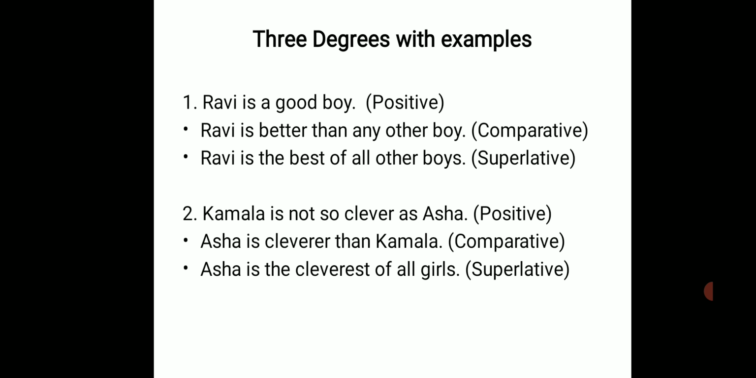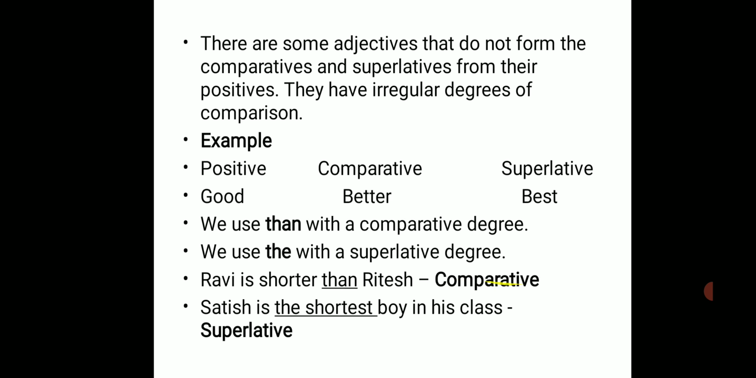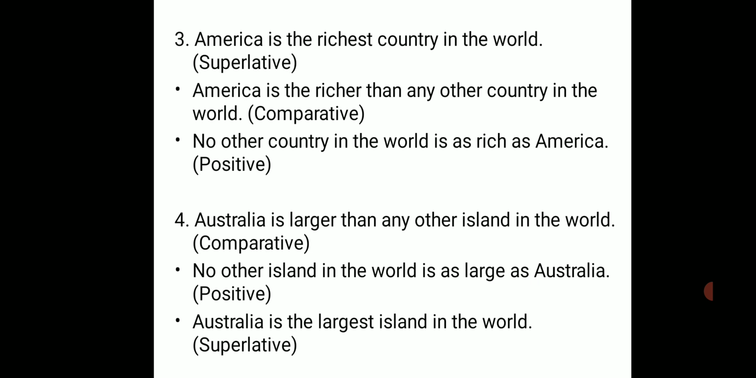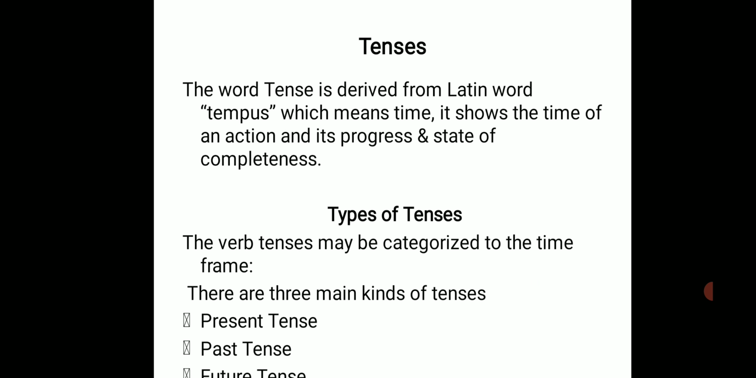And superlative, Asha is the cleverest. The adjective in its superlative form with st: cleverest of all girls. I hope you are able to understand this. Fine. In the same way, go through these examples already given and observe the changes in positive, comparative and superlative.